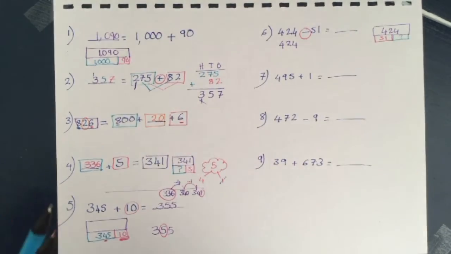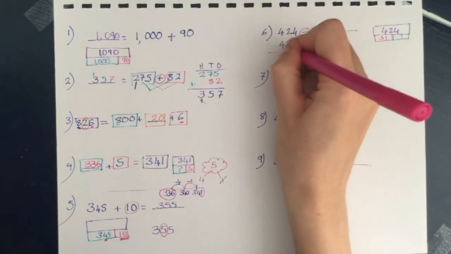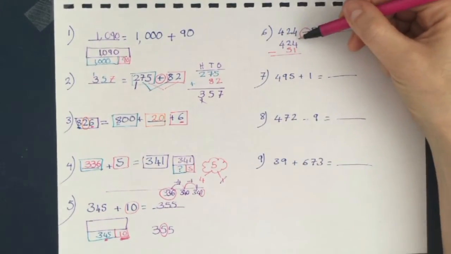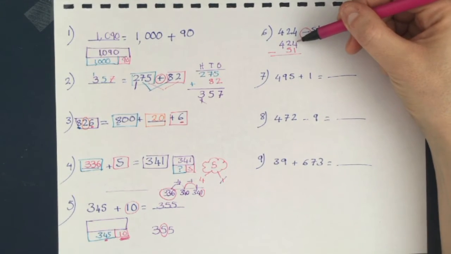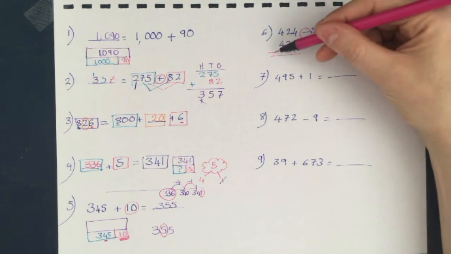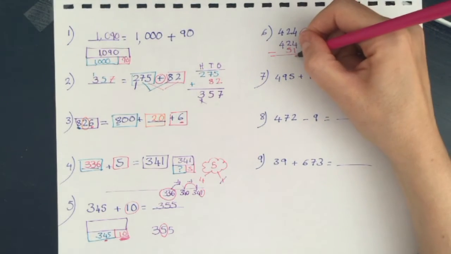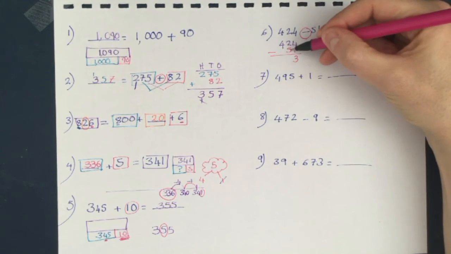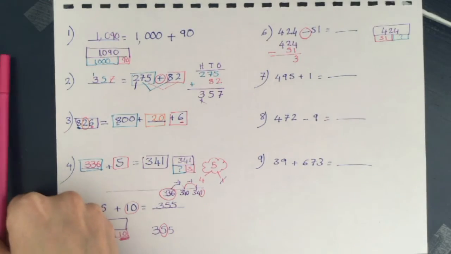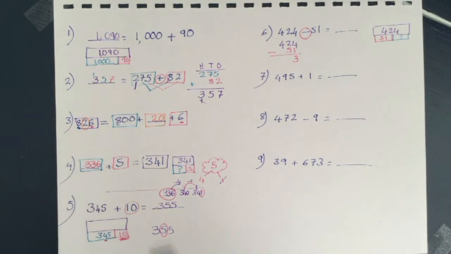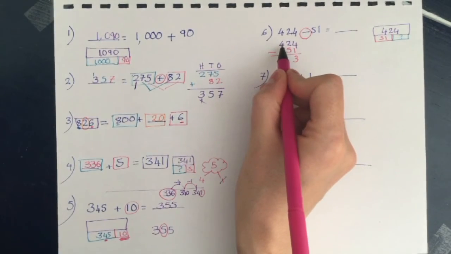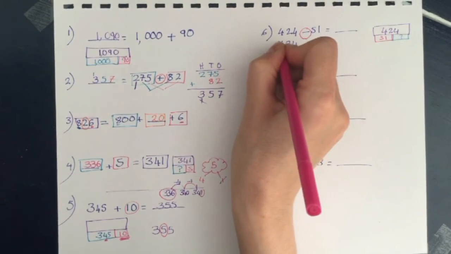424 take away 51. Okay, and we start from the minuend. We start from the top number and from the ones. 4 ones take away 1 equals 3 ones. 2 tens take away 5 tens. That is when we have to exchange. Okay, so 2 tens is not enough, so we need to take 10 tens from the hundreds.